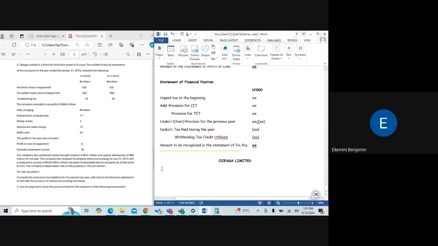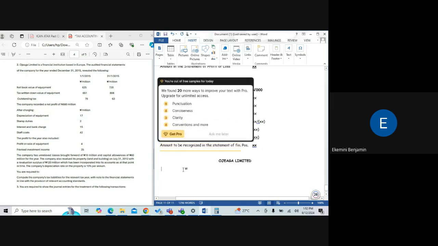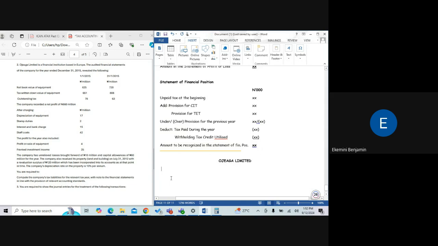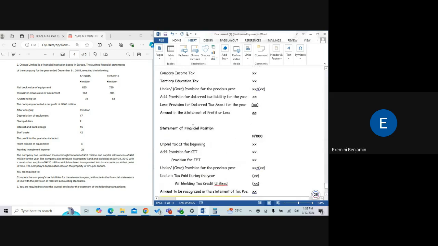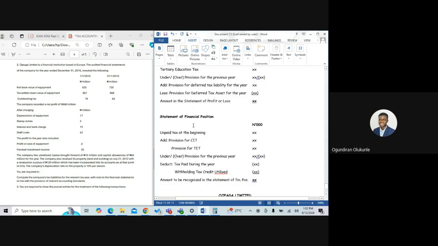Okay, in essence, this second format here is computing tax liability in the statement of financial position. Yes, exactly. It's for computing the tax liability in the statement of financial position. Correct. Then the first one is computing the tax amount in the statement of profit or loss.